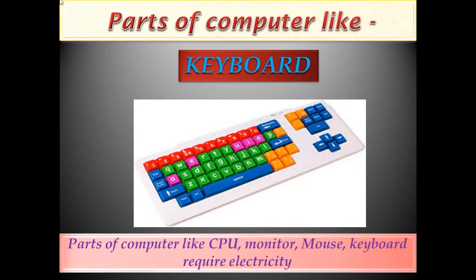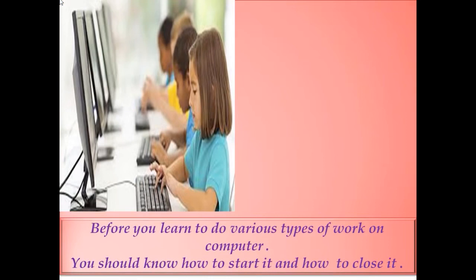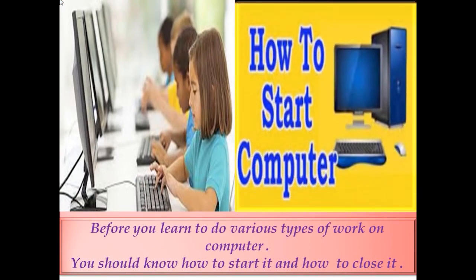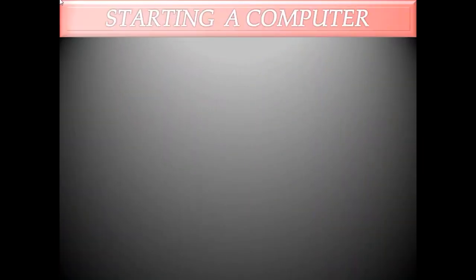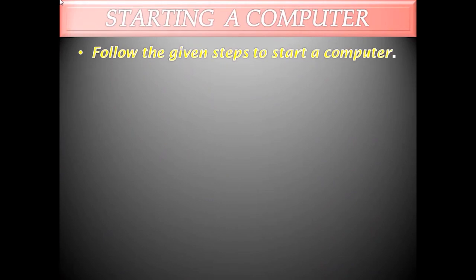Electricity. Now you know children the parts of computer: CPU, monitor, mouse, keyboard. Before you learn to do various types of work on computer, you should know how to start it and how to close it. Now children, let us know how to start computer. Starting a computer. Follow the given steps to start a computer.